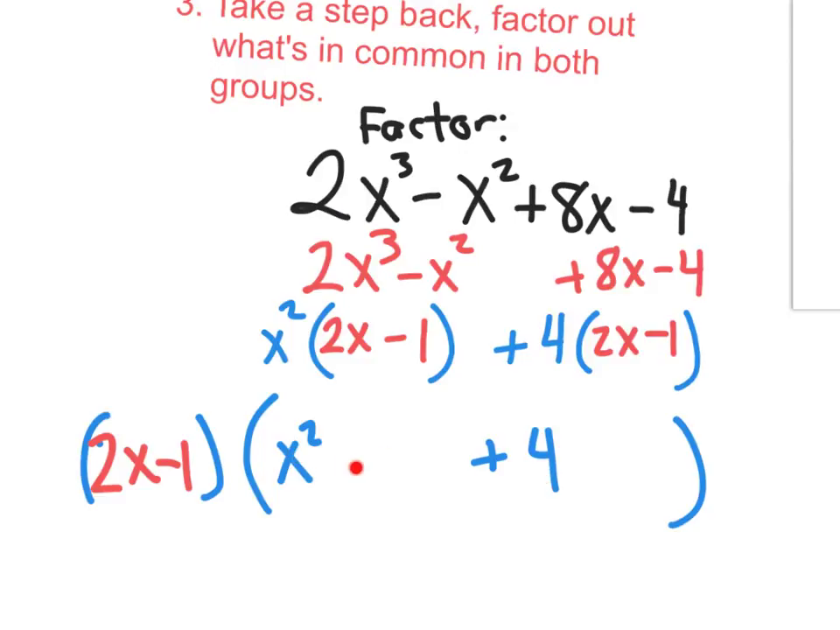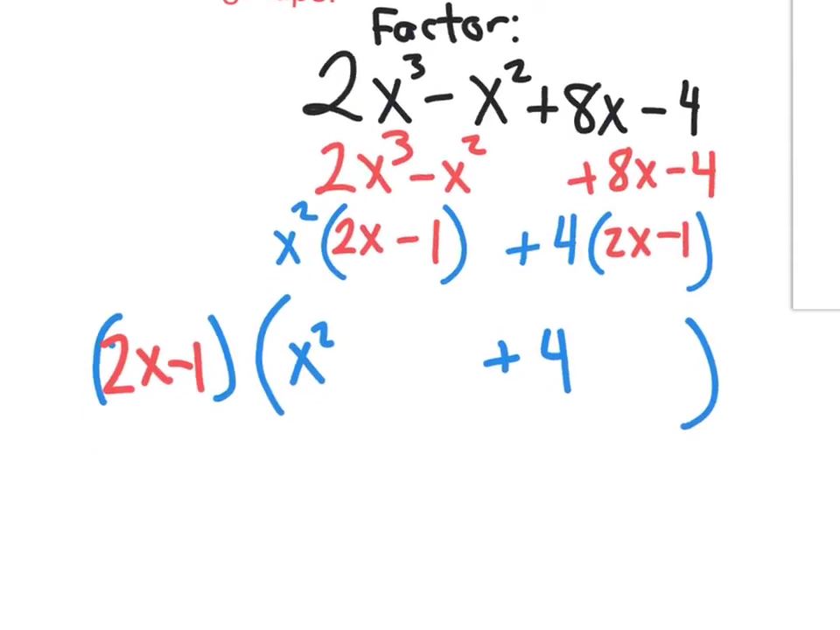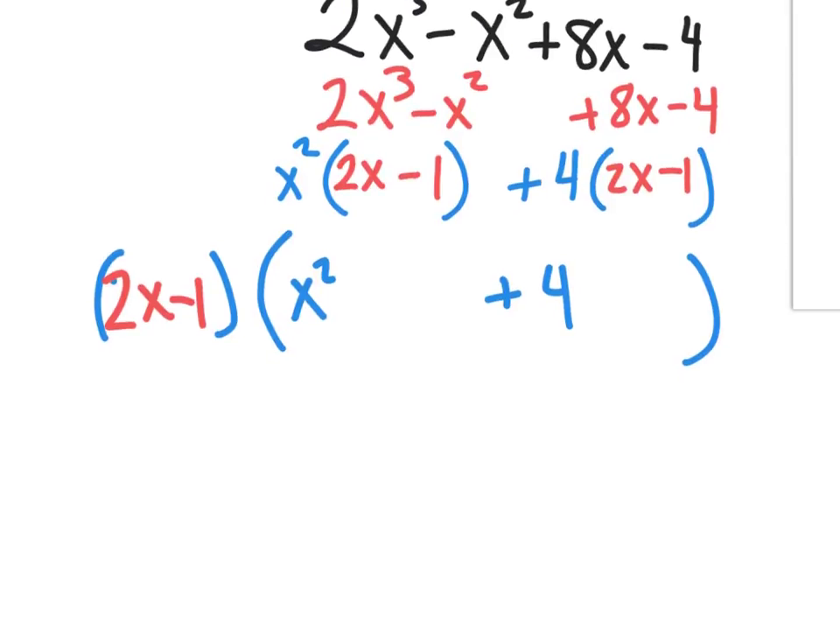Why is there a blank spot here? Because I took these out. They're not there anymore. So I left a blank spot on purpose so you could visually see that the binomial 2x minus 1 is missing in both of these areas. Right? Now on your answer, you don't want to write it like that with exaggerated parentheses. You want to write your answer with correct size parentheses, 2x minus 1, x squared plus 4.